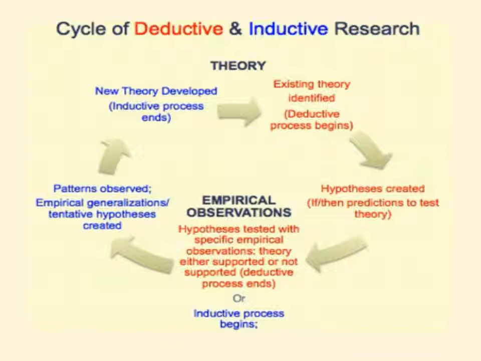You can see this figure of the cycle of deductive and inductive research. First of all, a theory is created, and then the hypothesis and the empirical observations, pattern, and new theory are developed. This figure shows the cycle of deductive and inductive research. We can say that deductive and inductive research are not two very different concepts, but they are interrelated to each other. One is concerned with making a new theory, and another is concerned with testing that theory.